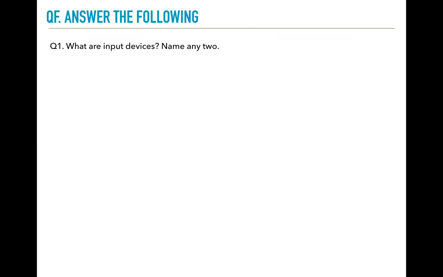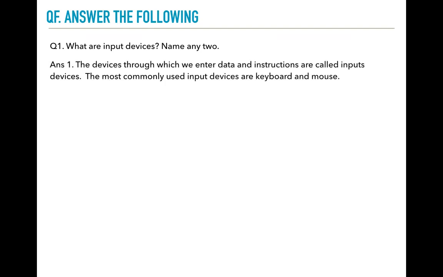Now comes to question F. Answer the following. First question, what are input devices? Name any two. The devices through which we enter data and instruction are called input devices. Now data and instruction we have already learned. What is data and instruction, right? Data and instruction is nothing but your input. To do input we need input devices. The most commonly used input devices are keyboard and mouse.